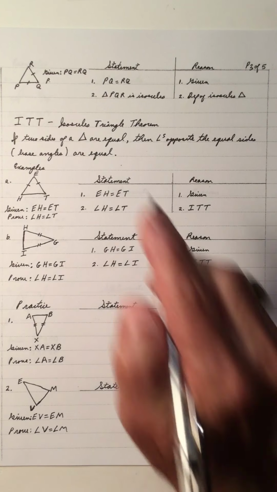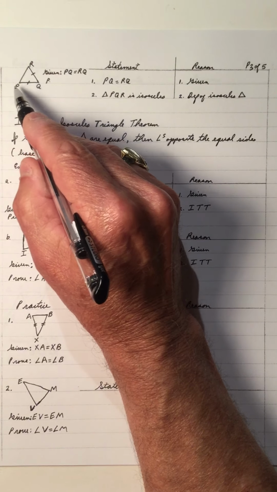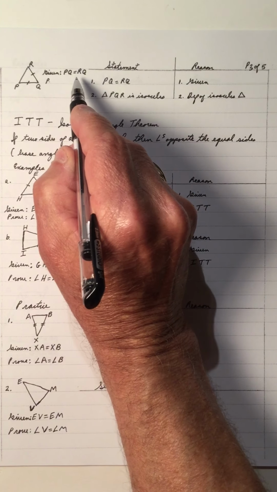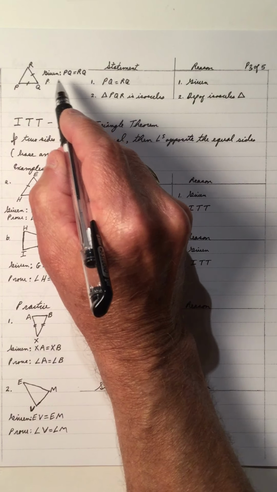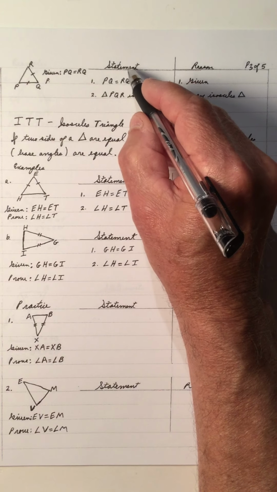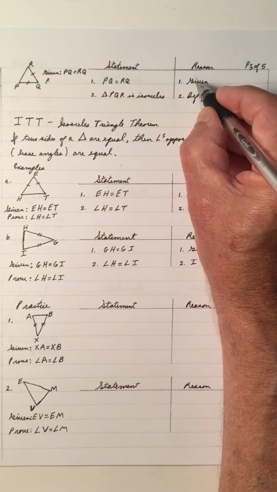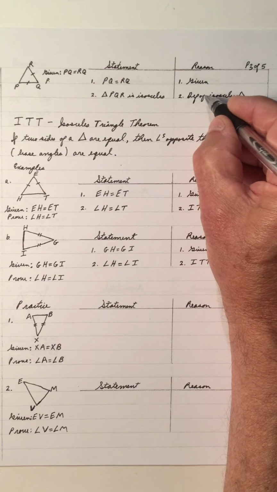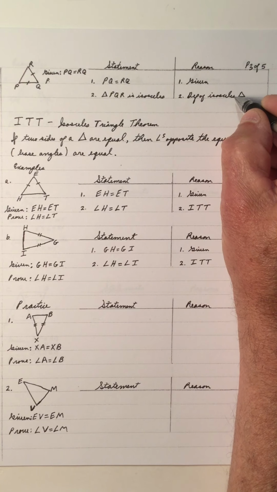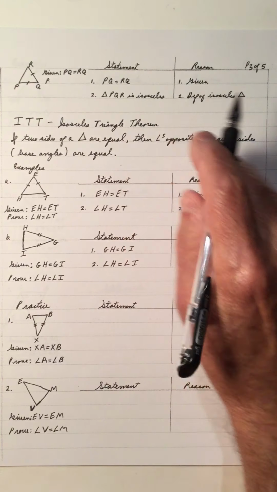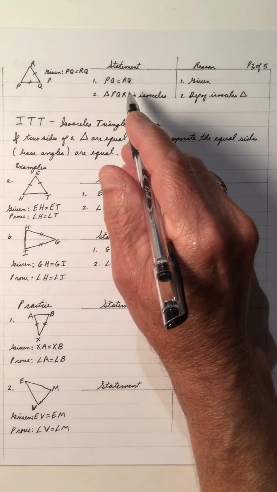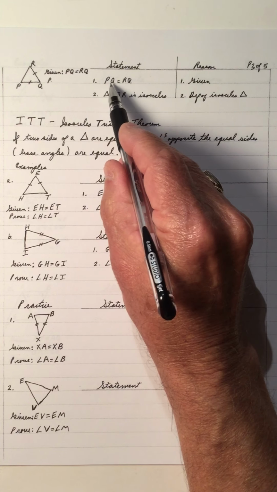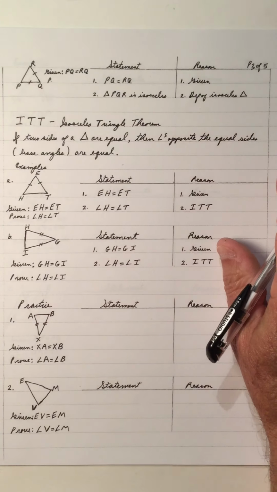Okay. We have a triangle PQR, and we're given that PQ equals RQ. The sides are marked. So I have a statement that PQ equals RQ as the given. So the triangle PQR is isosceles, by the definition of an isosceles triangle. Anytime you want to prove that a triangle is isosceles, you have to prove that two sides are equal. So we've got two sides equal, so we have an isosceles triangle.